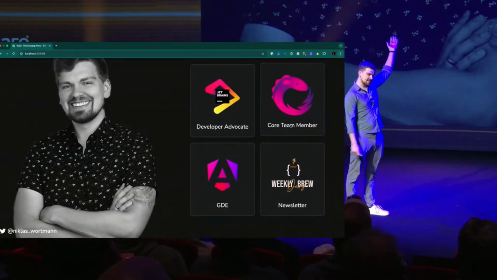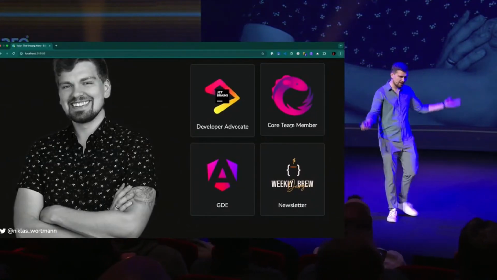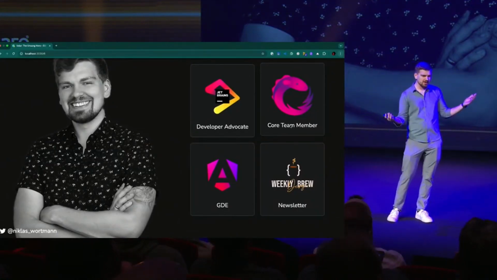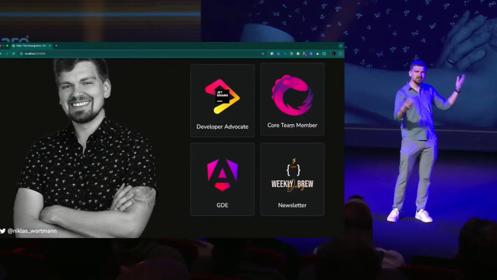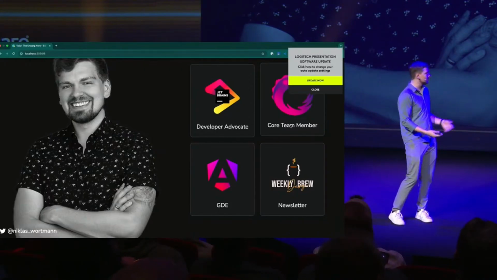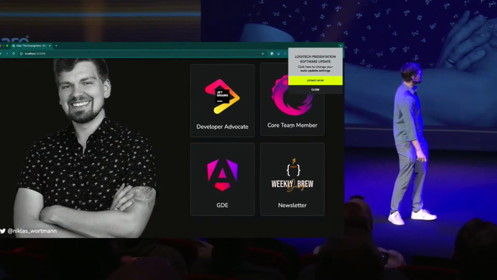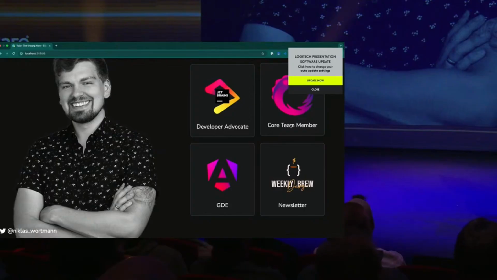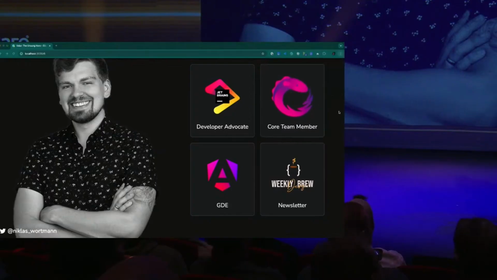And having that said, a couple words about myself. I'm Niklas Wortmann. Hello, thanks for having me. I'm a developer advocate at JetBrains, so I know a thing or two about developer tooling. Where's this pop-up coming from? No, I don't want to do an update.